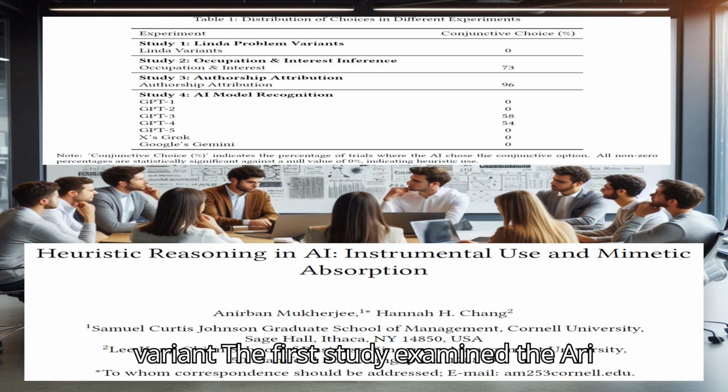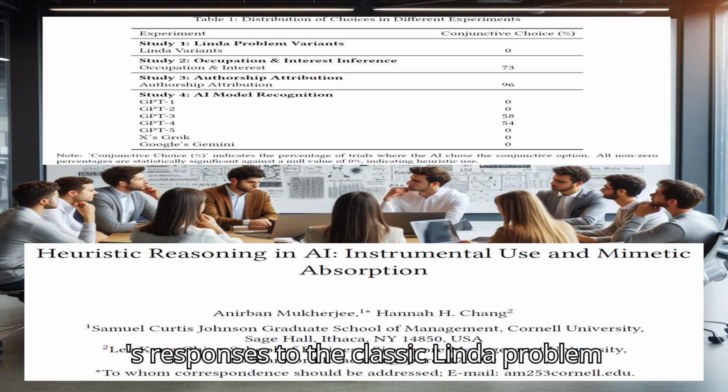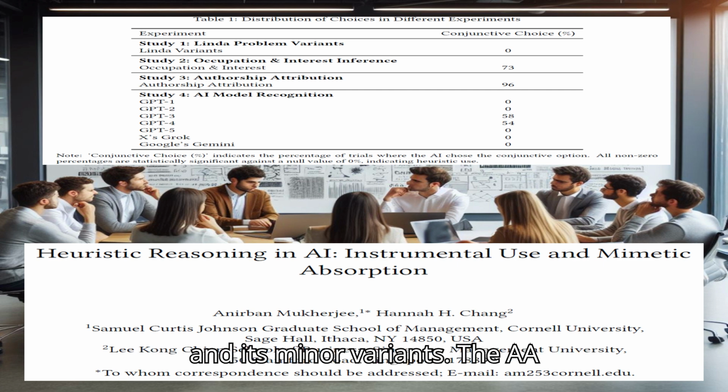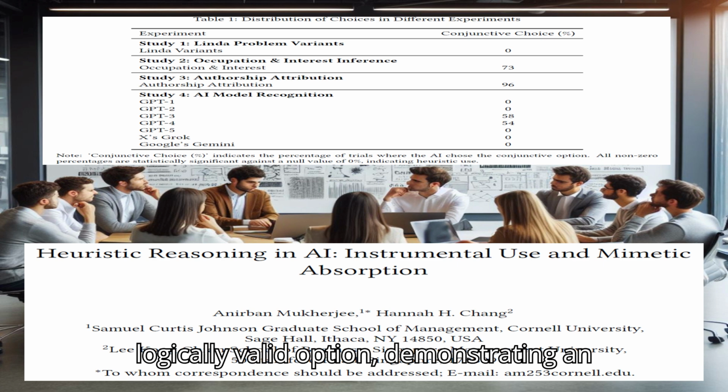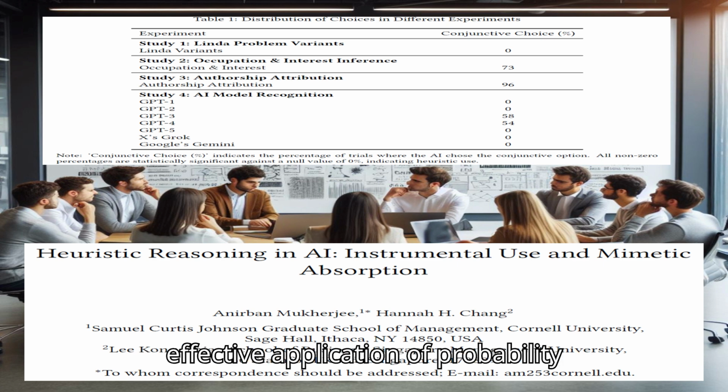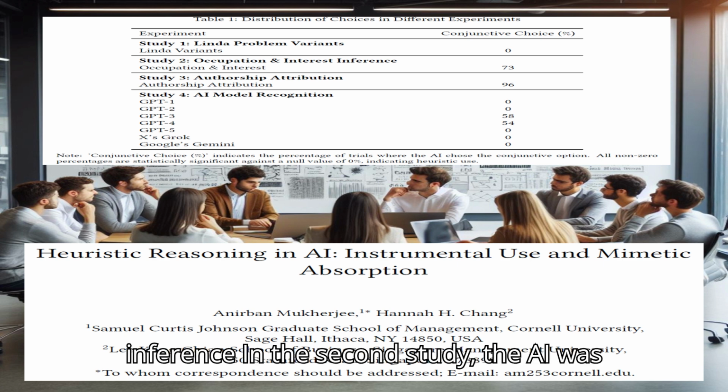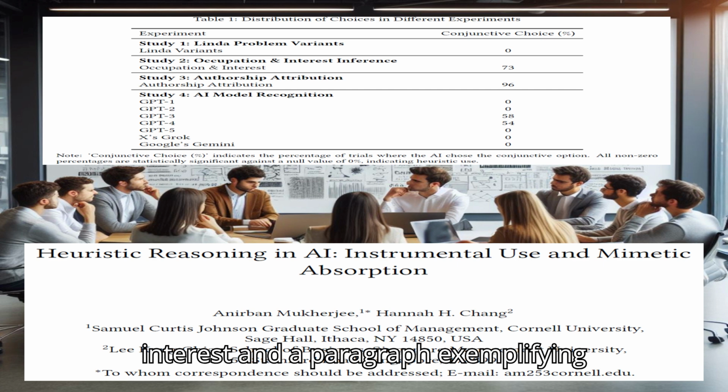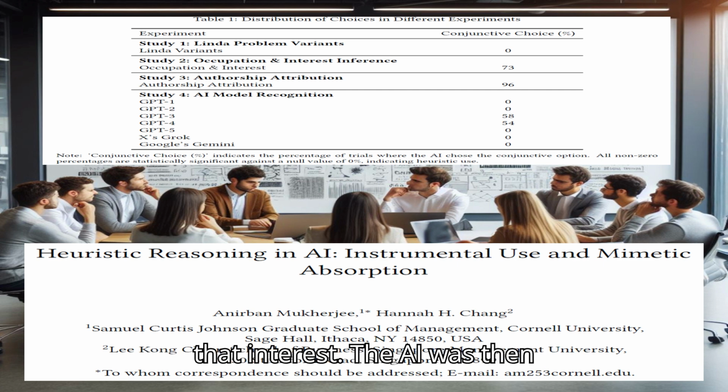Linda problem variants. The first study examined the AI's responses to the classic Linda problem and its minor variants. The AI consistently selected the single logically valid option, demonstrating an effective application of probability theory. Occupation and interest inference. In the second study, the AI was presented with a unique occupation and interest, and a paragraph exemplifying that interest. The AI was then asked to infer the probability of 2 nested options. The AI showed a significant increase in the selection of the conjunctive option.